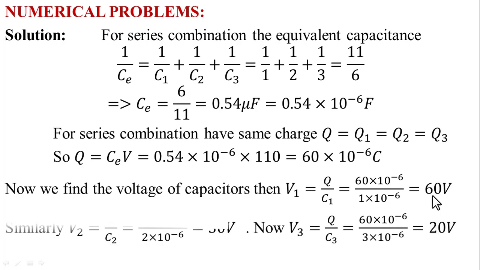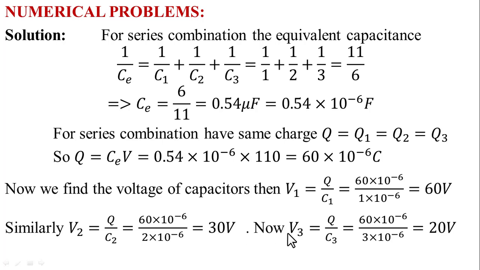Similarly, we can also find V2 and V3. Here V2 is equal to Q upon C2, that is equal to 60 multiplied by 10 raised to power minus 6 divided by 2 multiplied by 10 raised to power minus 6. 10 raised to power minus 6 cancels out. So 60 divided by 2 is equal to 30 volt. So V2 is equal to 30 volt.